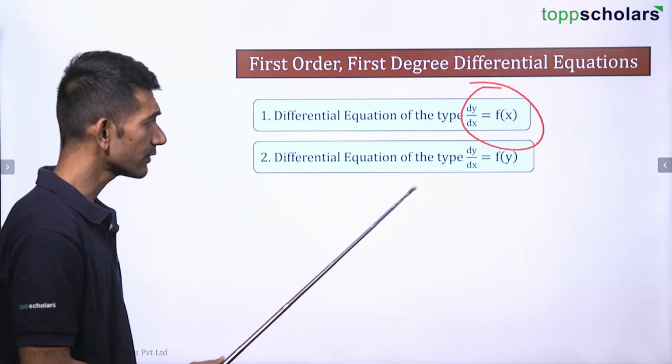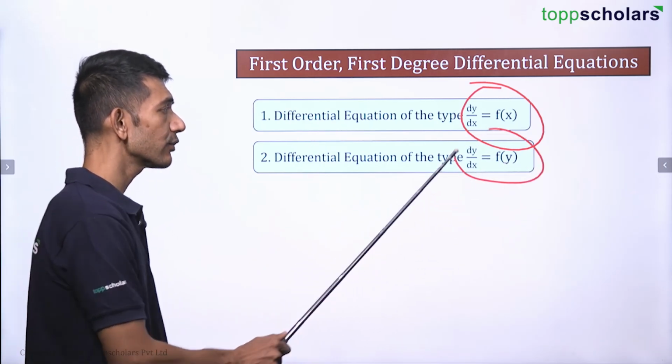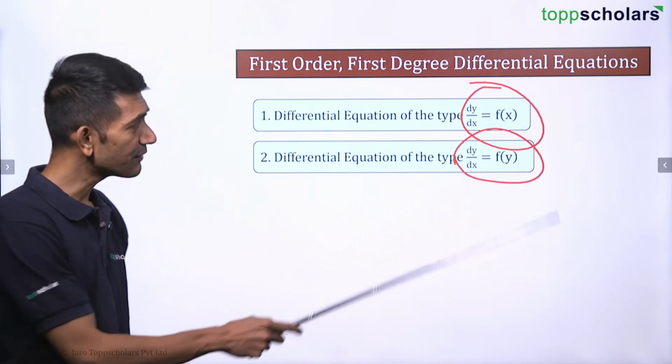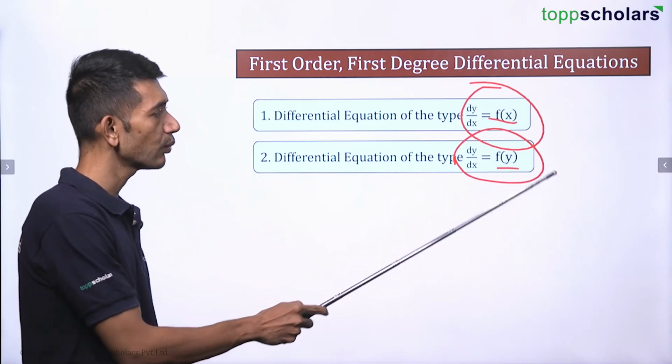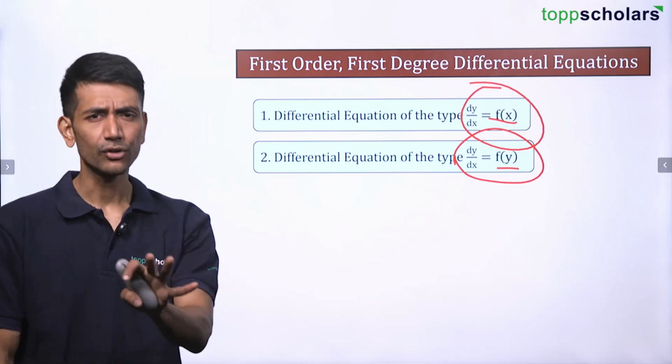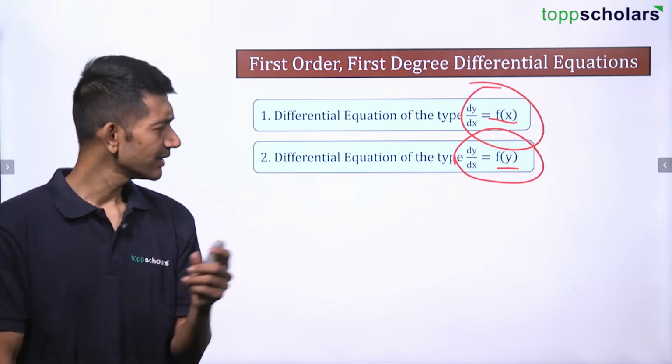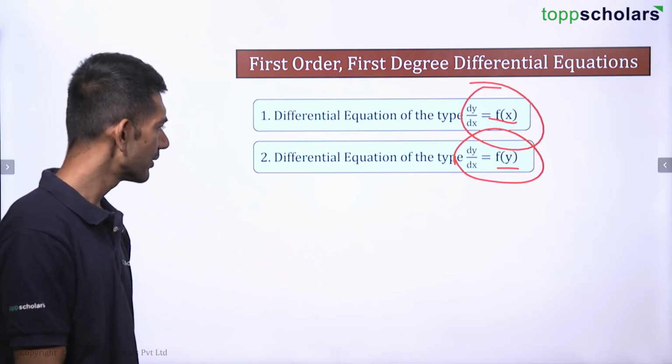Then differential equation of the type dy by dx is equal to f of y. So you can have a function in x on the right hand side. You can also have a function in y on the right hand side. That completely depends on the question. The method does not change. It's kind of simple only, similar.